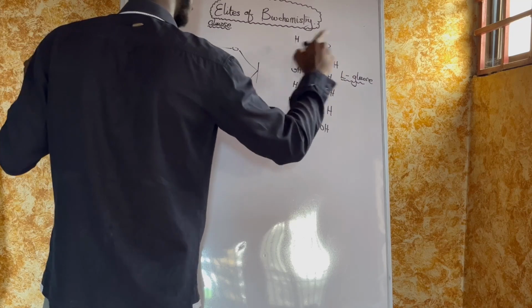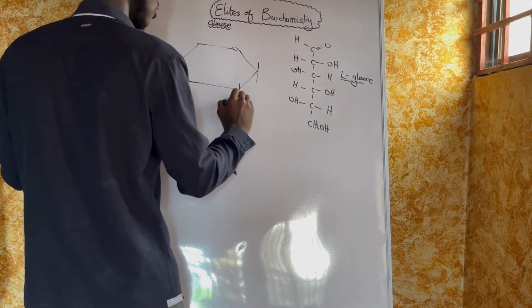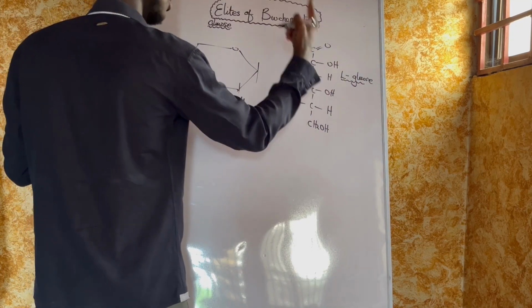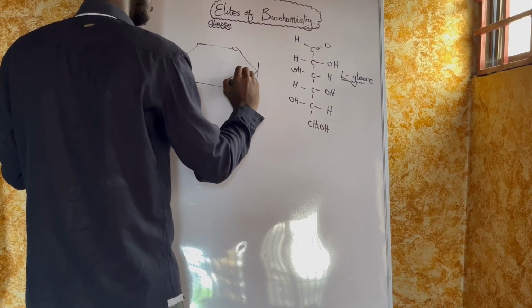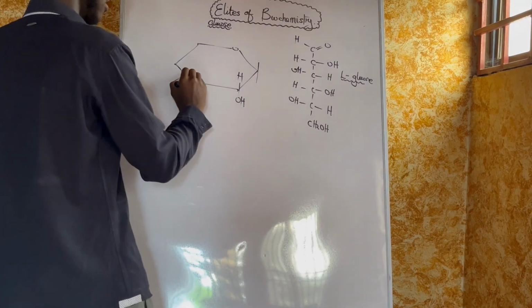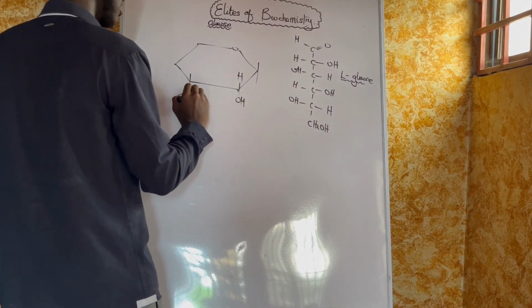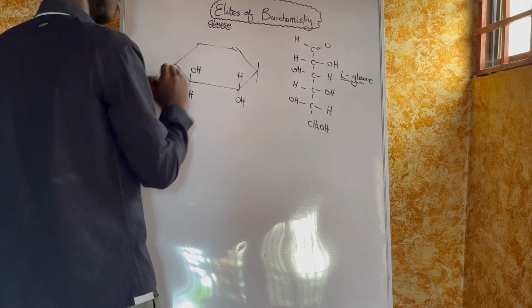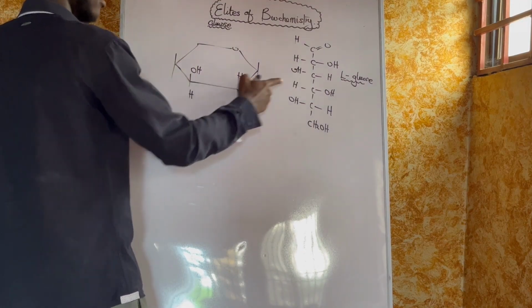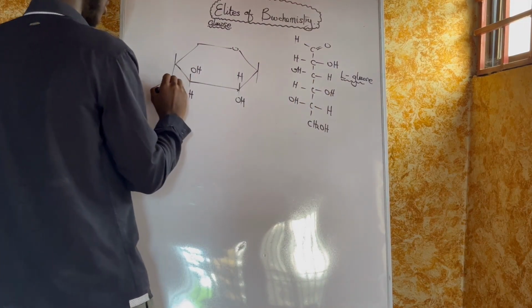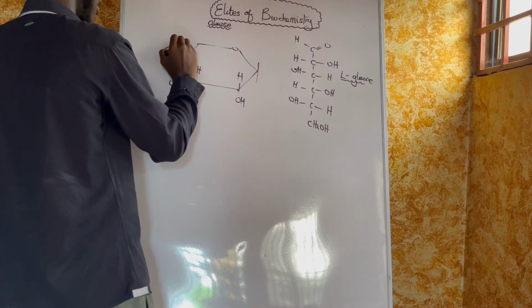Everything that you find on the right will definitely be at the down. So OH is on the right here, so it will be at the down. Then I'm going to have a hydrogen at the top. Then on the third carbon, we are having a hydrogen down, OH. Then on this side, here we are having our OH down, and we are having a hydrogen top.